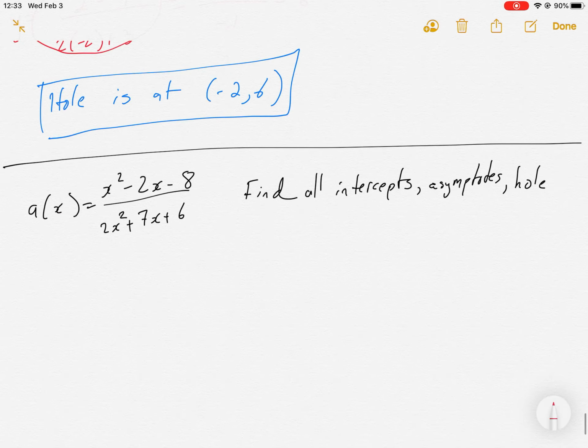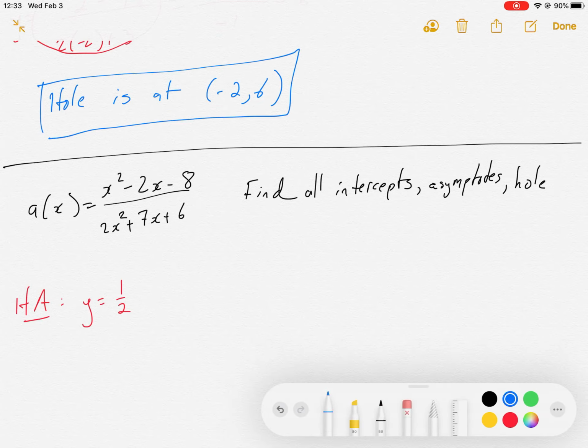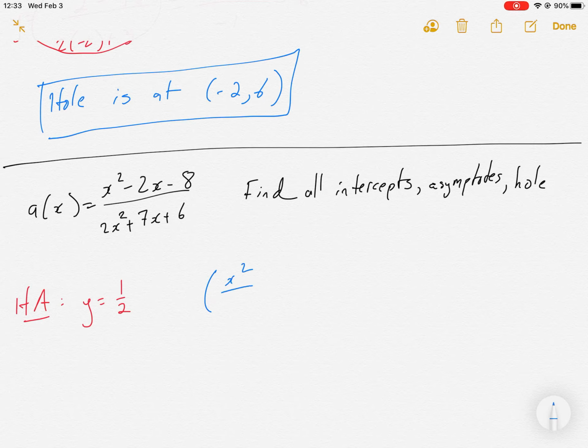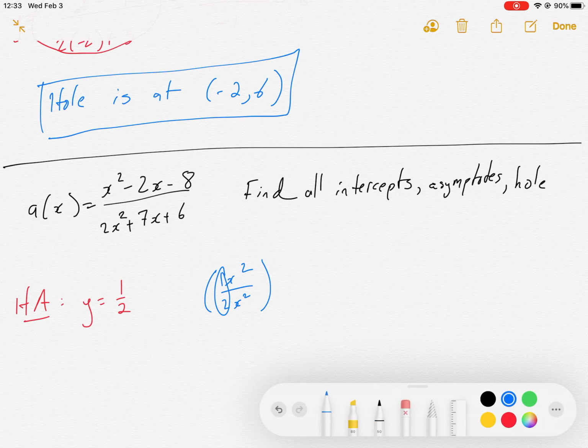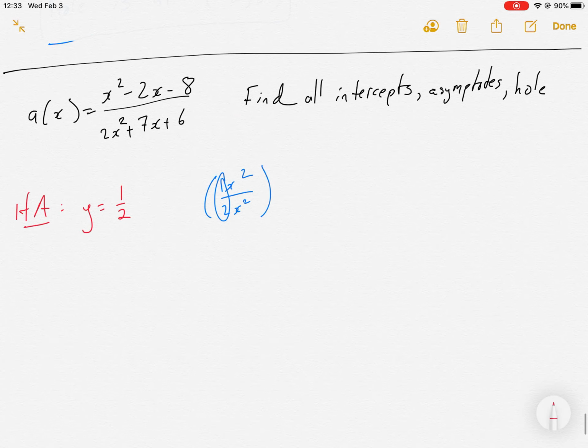So you start off, you say, okay, I know how to do this. The horizontal asymptote, the degrees are the same, so it's going to be 1 over 2. So the way I got this so quickly is I looked at the degrees. The numerator had an x squared. The denominator had a 2x squared. Since the degrees are the same, it was just 1 over 2.